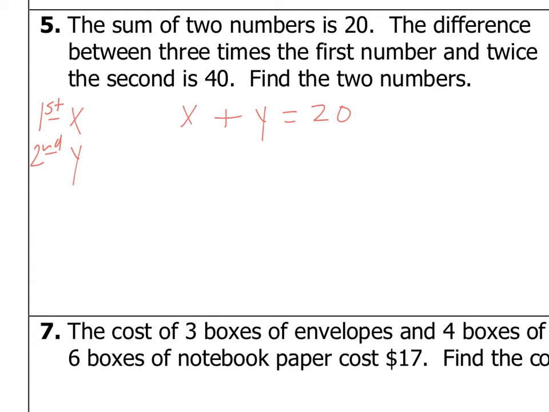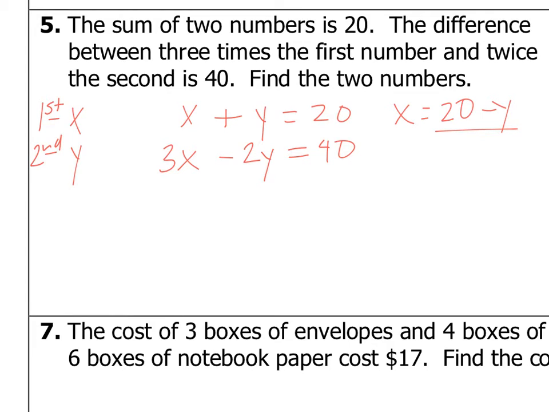Difference between, so we're going to subtract these two things. 3 times the first, I know I'm going to be subtracting, there's your difference, and twice the second is 40. Solve it however you'd like. Just to be different, I'll go substitution. I'm going to solve the top equation for x and say x equals 20 minus y.